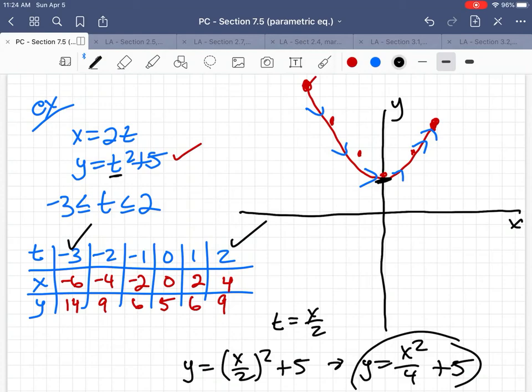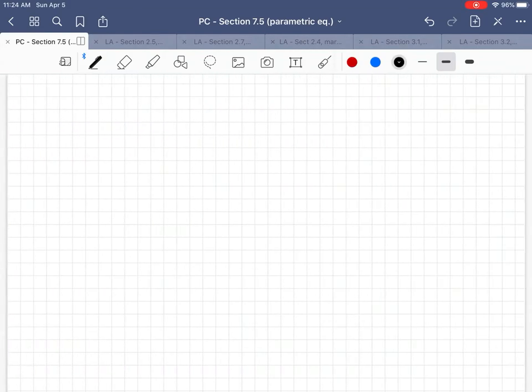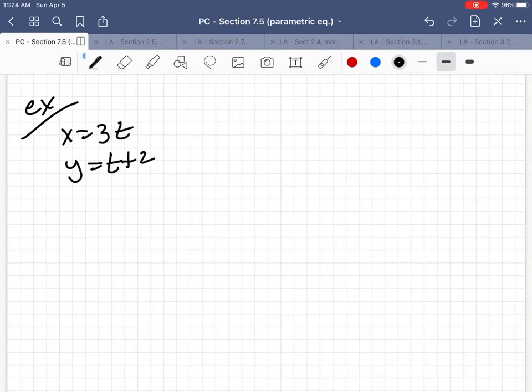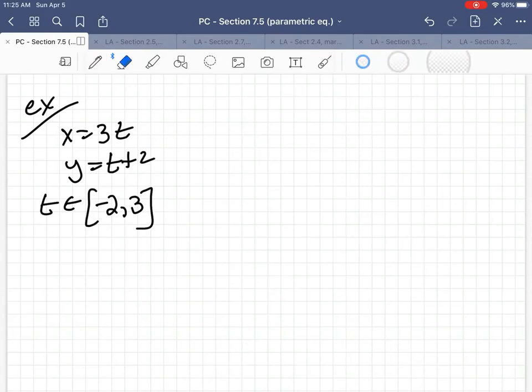All right, so we're just going to do a couple more. Let's see, the next one. So I get x equals 3t and y equals t plus 2, where t is an element of the set of numbers -2 to 3. So I'm going to limit myself from -2 to 3. And actually, why don't I change this to make it a little bit easier? I'm going to say from 0 to 3.